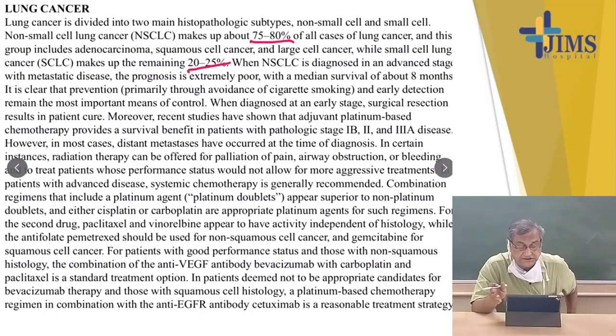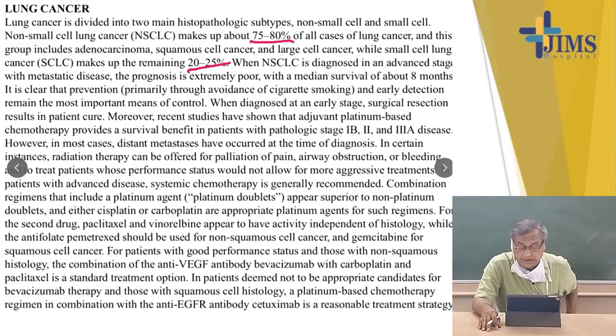In patients with advanced disease, systemic chemotherapy is generally recommended. Combination regimens that include a platinum agent appear superior to non-platinum doublets, and either cisplatin or carboplatin is an appropriate platinum agent for such regimens. For the second drug, paclitaxel and vinorelbine appear to have activity independent of histology, while the antifolate pemetrexed should be used for non-squamous cell carcinoma and gemcitabine for squamous cell carcinoma. For patients with good performance status and non-squamous histology, the combination of the anti-VEGF antibody bevacizumab with carboplatin and paclitaxel is a standard treatment option.